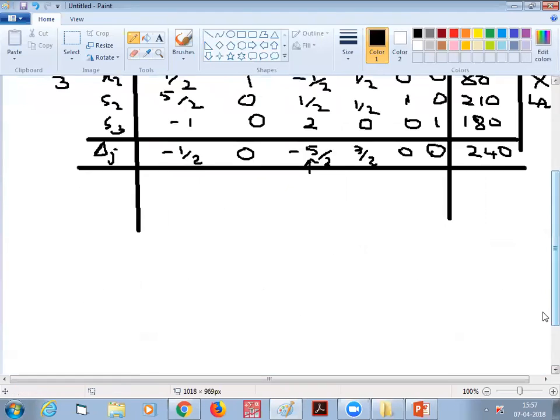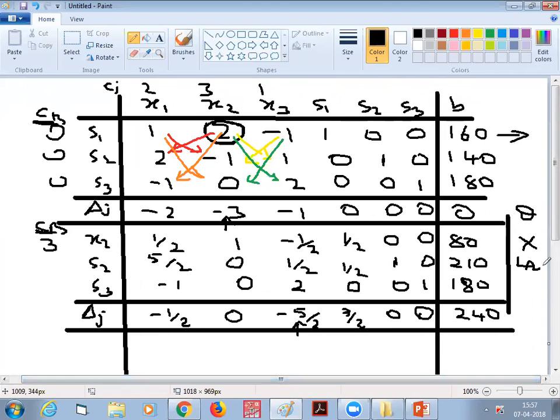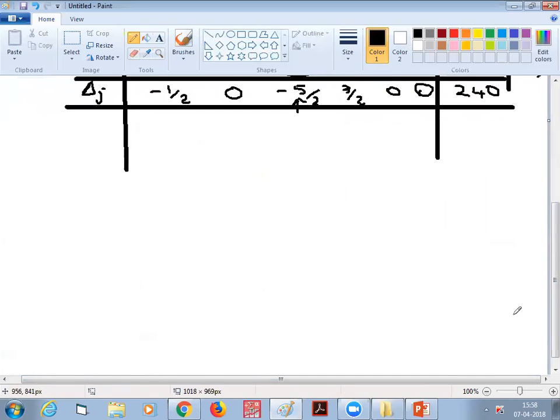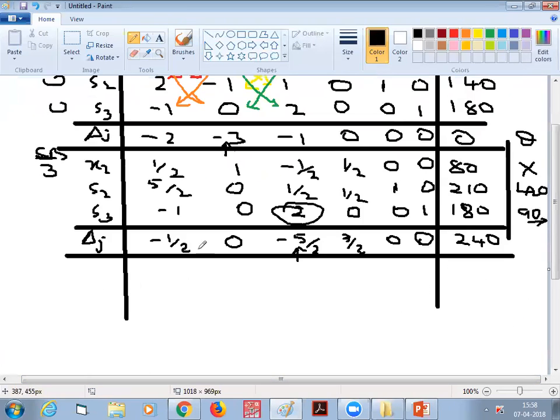Oh, there is space. And 180 divided by 2 is 90. So which one of these is less? Of course, 90. And so this is our new pivot here. Pivot entry is 2. Okay, so now we're going to go further down.